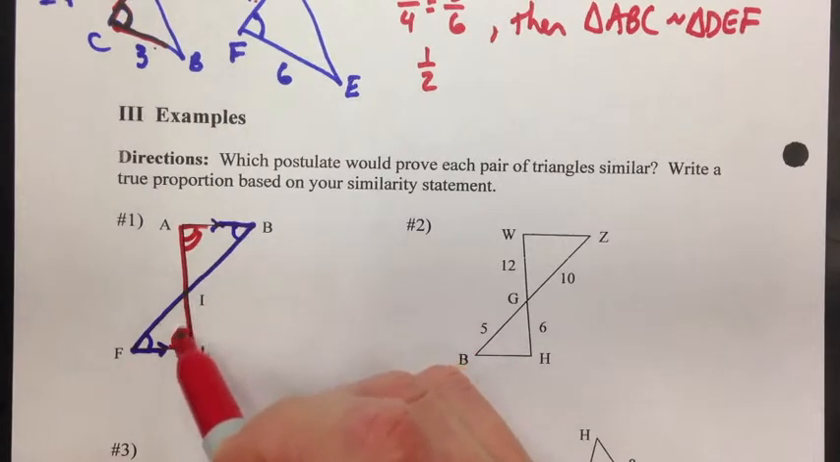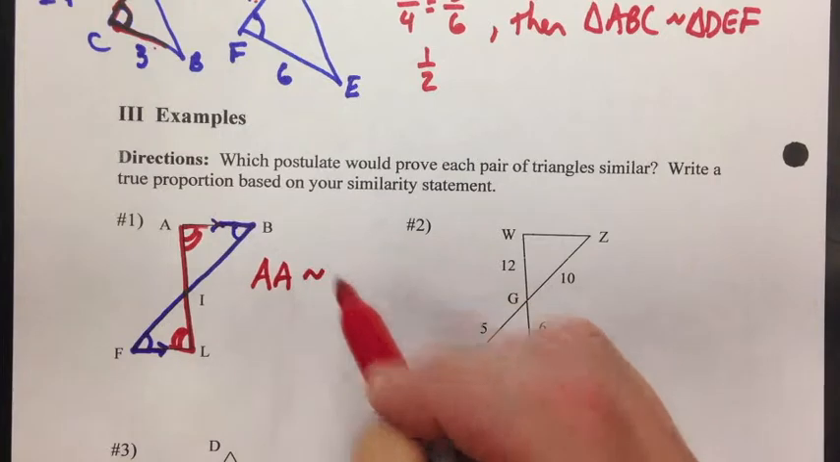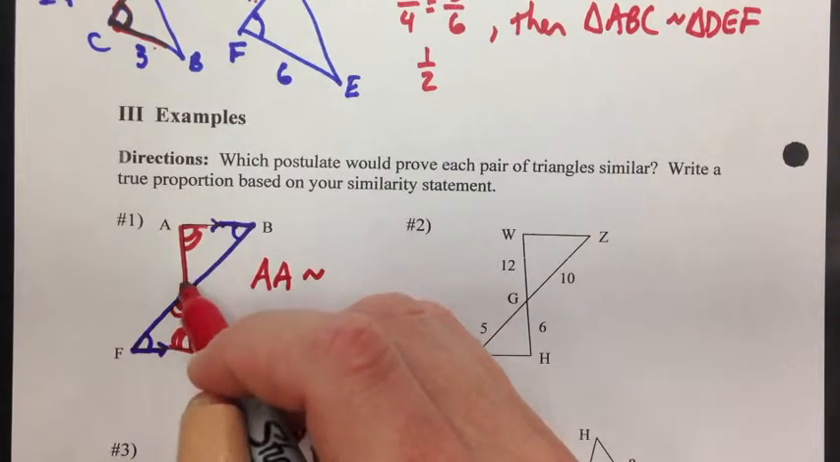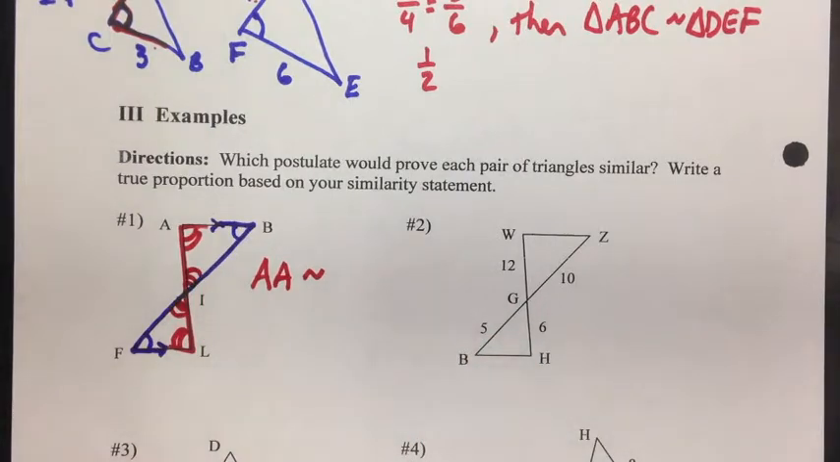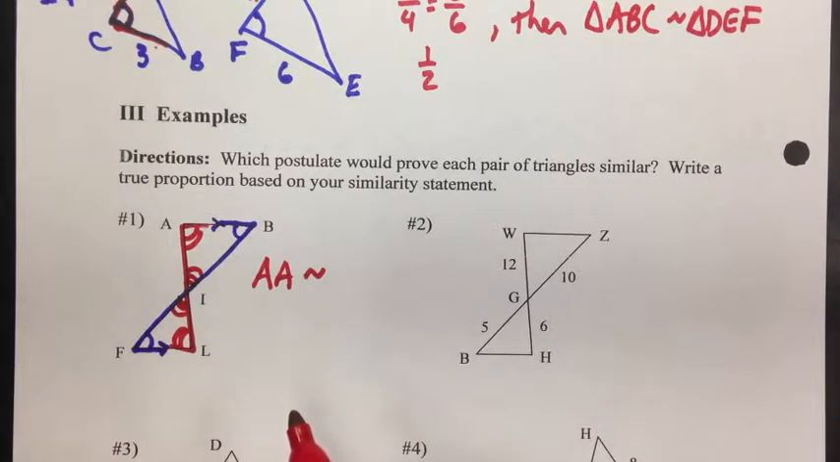Right now we have two sets of corresponding angles congruent. That's angle, angle, similarity. Now could we also add in the vertical angles? Yes, we could. But you don't need to because you already have two sets of angles congruent. So this right here, angle, angle, similarity, that's your postulate.